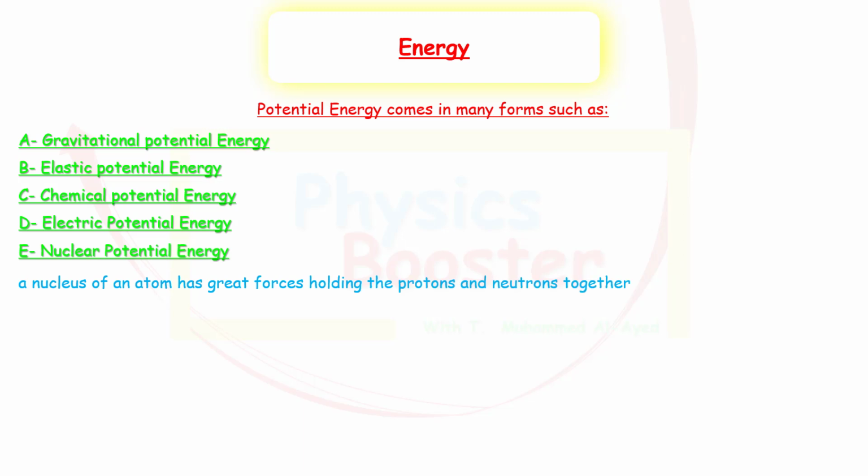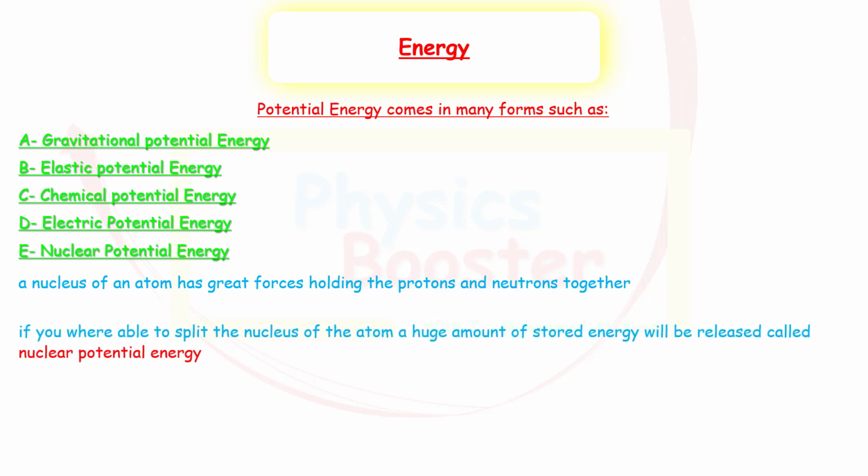A nucleus of an atom has great forces holding the protons and the neutrons together. So if you were able to split the nucleus of an atom, a huge amount of stored energy will be released, called the nuclear potential energy. And actually, they use it to produce electricity. So these are the main forms of energy.